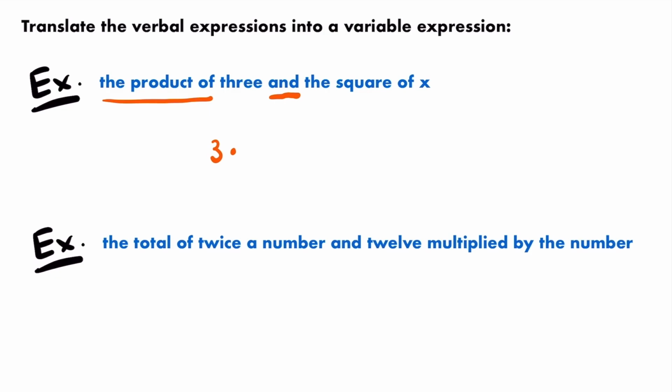All right, so we would be multiplying 3 by x squared. And you could write this a little bit simpler. You don't have to write that multiplication sign. If you just write 3x squared, the multiplication between 3 and x squared is implied. All right, so that right there would be the variable expression represented by this verbal expression.